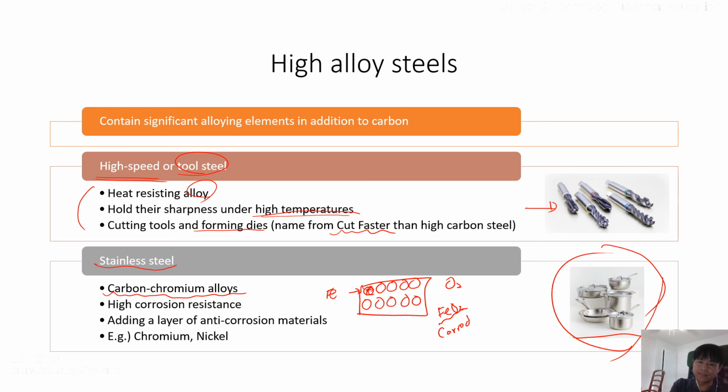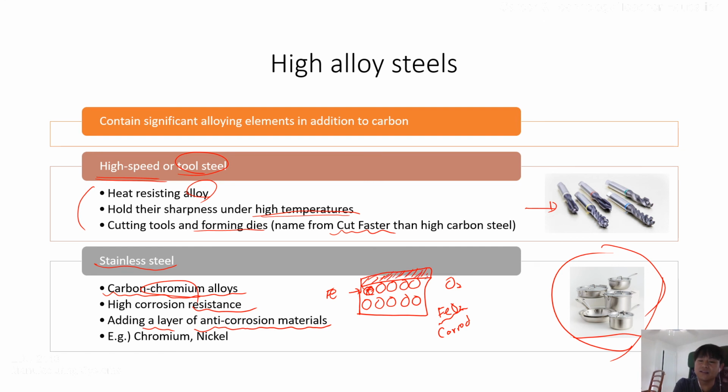By meeting oxygen, the ferrous atoms become fragile. So that's why stainless steel adds another layer of a different material with different properties, such as carbon with chromium, adding another layer that protects the surface of these items. That's why stainless steel is resistant to corrosion, right? High corrosion resistance comes from adding a layer of anti-corrosion material. That is an example of a carbon and chromium alloy.